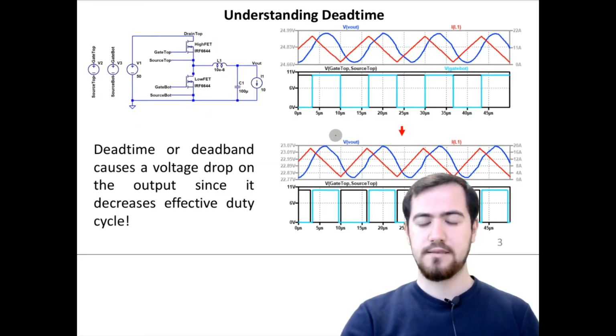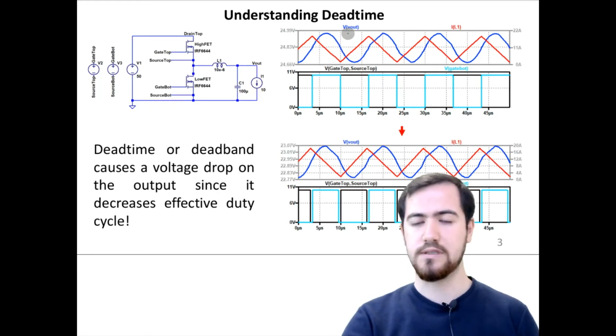But first, let's start with the definition of dead time. As you see here, we have plotted the output voltage and the current of the inductor. This converter operates with 75 kilohertz of switching frequency, where the duty cycle is equal to 0.5. When we look at the gate source bias voltage of the top side switch and the low side switch, the black one is the top side switch and the blue one is the low side switch. The source is connected to ground, so it is not shown here.